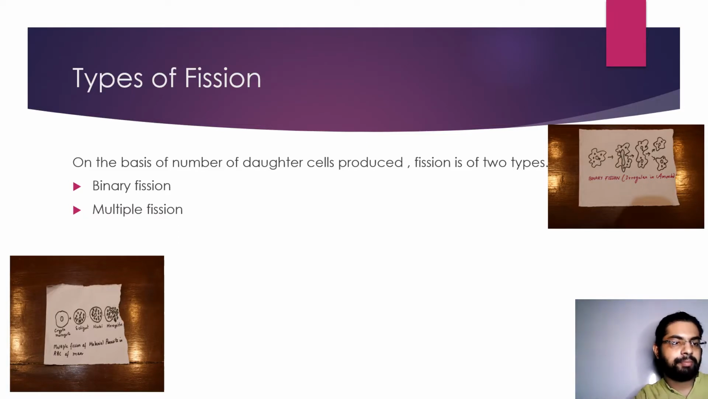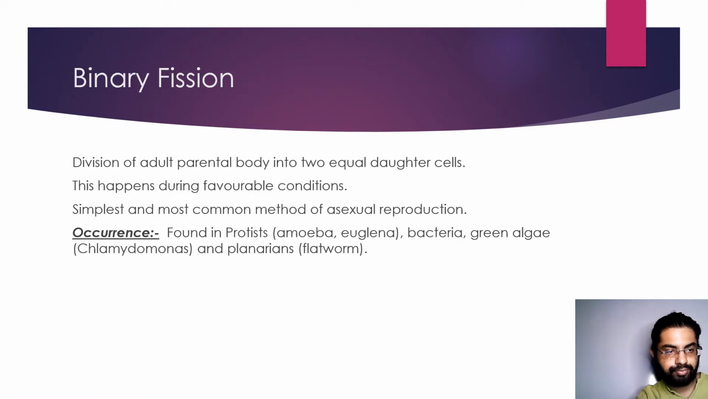Types of fission. On the basis of the number of daughter cells produced, fission is of two types: binary and multiple. Binary, you can check with this picture. That is, this parental body divides into two daughter cells, and in multiple fission the parental body divides into many daughter cells. Binary means two.